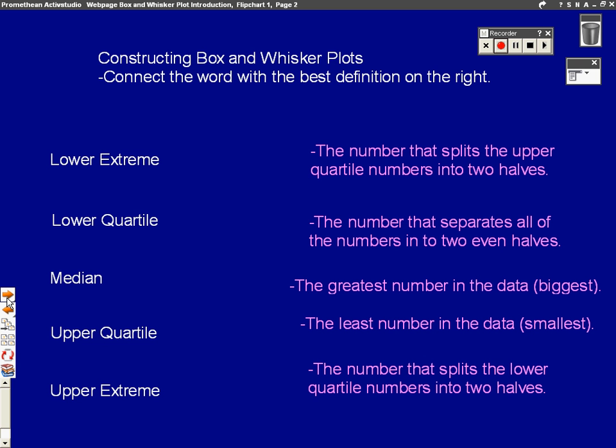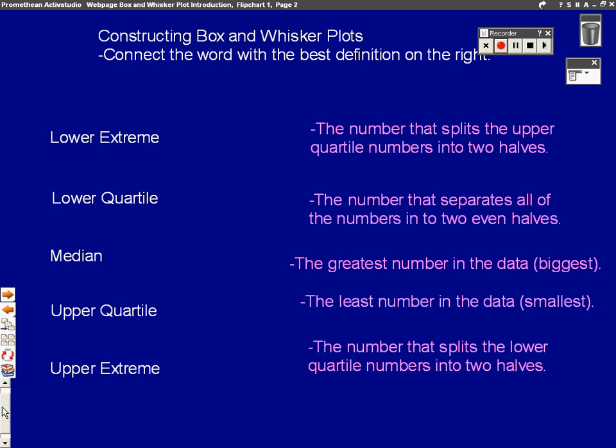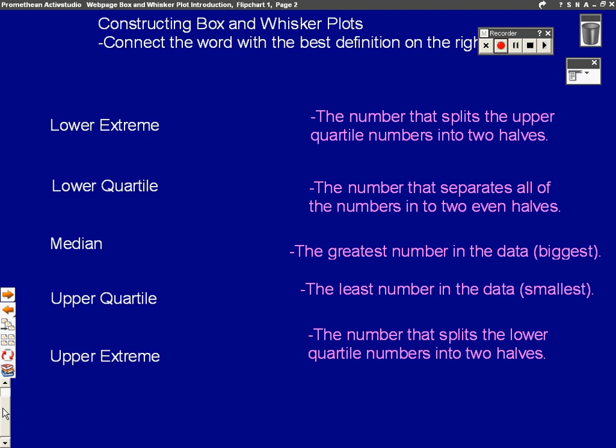There's some terms that we're learning when we're discussing box and whisker plots, and I'd like you to try your best right now. Take the next couple minutes, pause our video, and try to see if you can figure out which number goes with which term. Okay, let's see how you did.